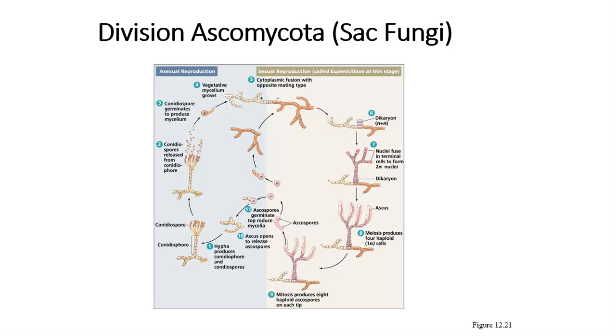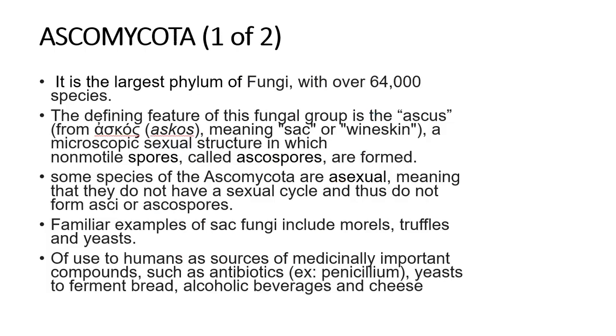Ascomycota is probably the more important one. This is sac fungi. Again, they can reproduce asexually and sexually. Most of the guys that we couldn't figure out what they were, when they got re-identified, they got put in Ascomycota. So a lot of these guys, we can't really see the sexual form of it. There are plenty of species, and some of them are asexual. They don't have a sexual cycle. They do not form the asci.